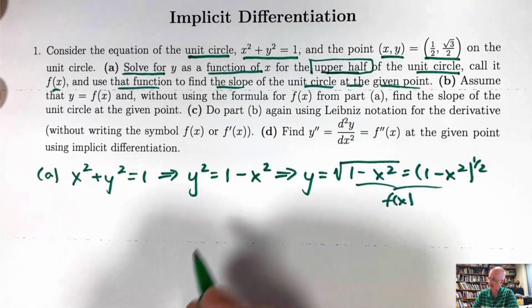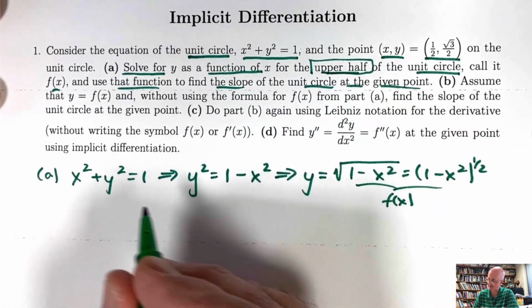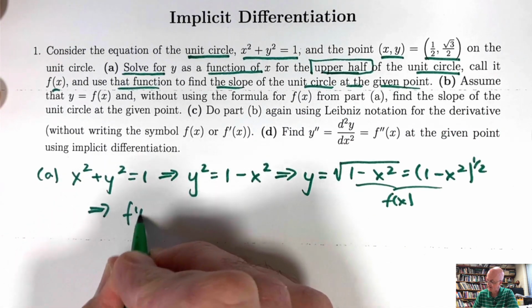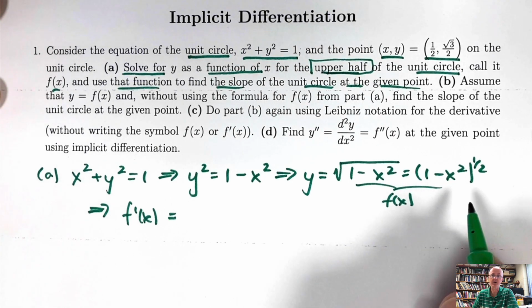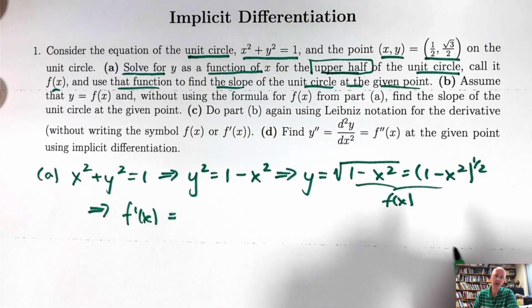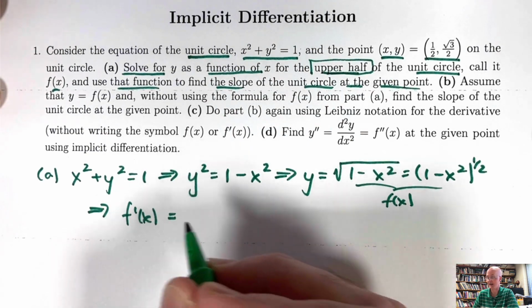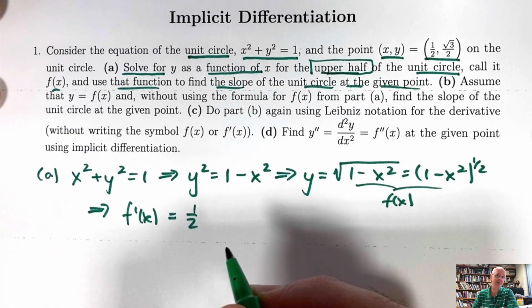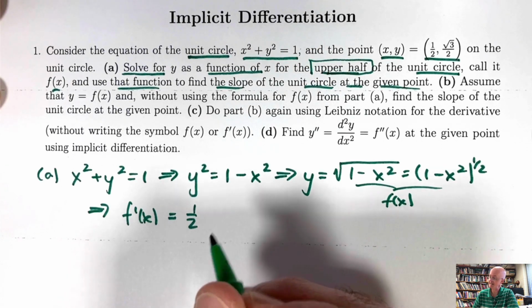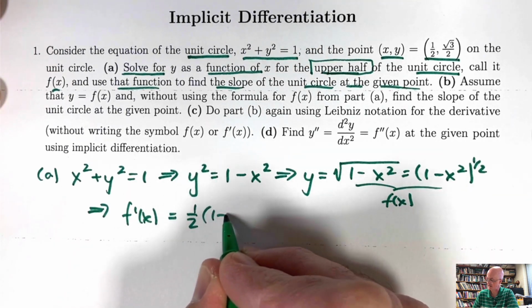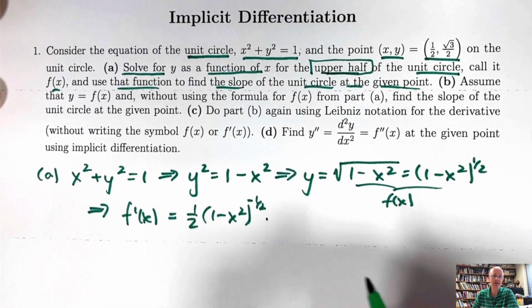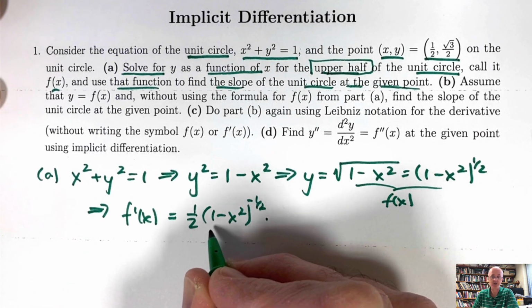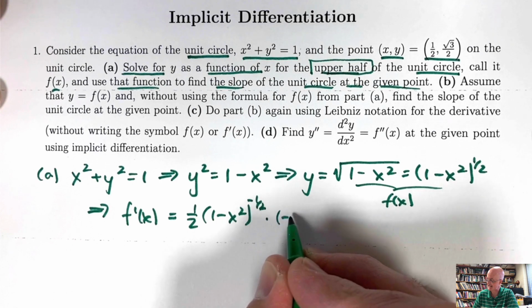Now we want to differentiate that to be able to find the slope of the unit circle at that point. So go ahead and do that. F prime of x. Think about this. We need the chain rule. We've got an inside function, 1 minus x squared, and we've got an outside function, x to the 1/2 power. The chain rule says take the derivative of the outside function, x to the 1/2 power, to get 1/2 x to the negative 1/2 power, but replace x with the inside function, which is 1 minus x squared. So we get 1/2 times 1 minus x squared to the negative 1/2, and then don't forget, multiply by the derivative of the inside function. The derivative of 1 minus x squared is negative 2x.